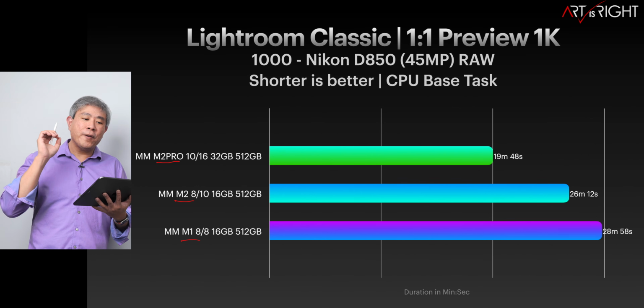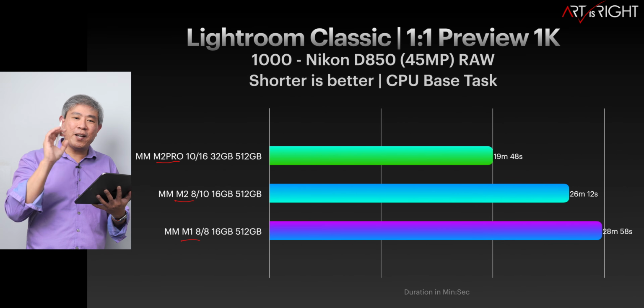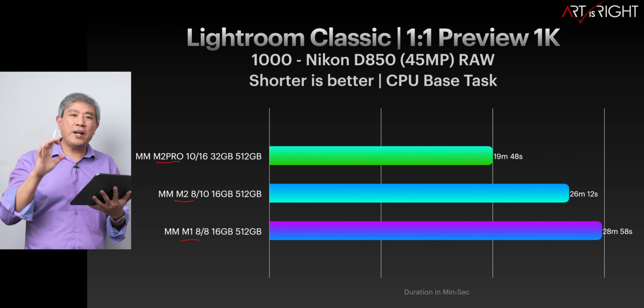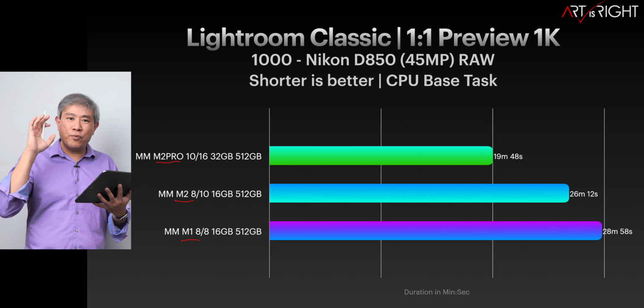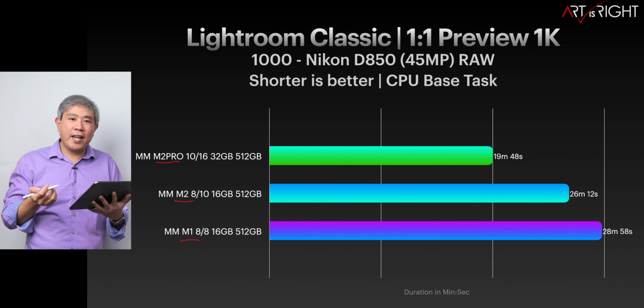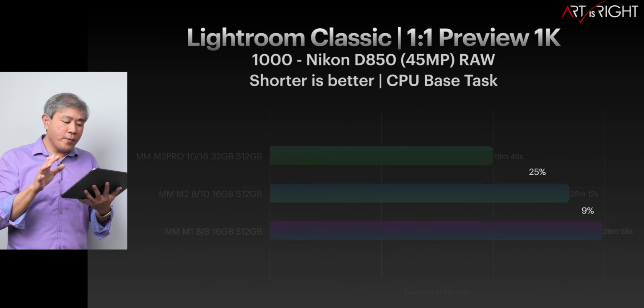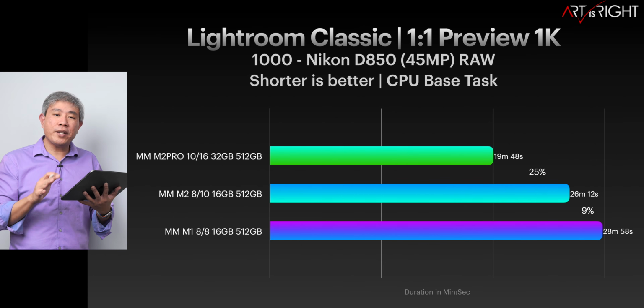Amazingly enough, the Mac Mini M1 has been a great performer for the longest time, and with some specific versions of the OS and Lightroom Classic, it really outperforms a lot of the other machines. That's really no longer the case in the current software that we have right now. So what I want to share with you is the percent differences between all of these.